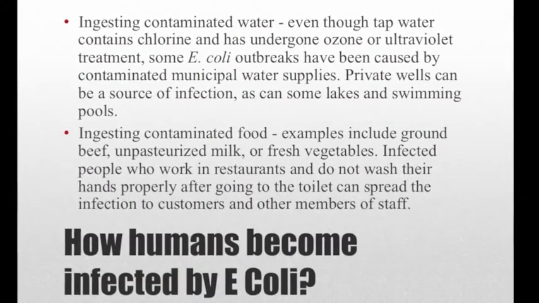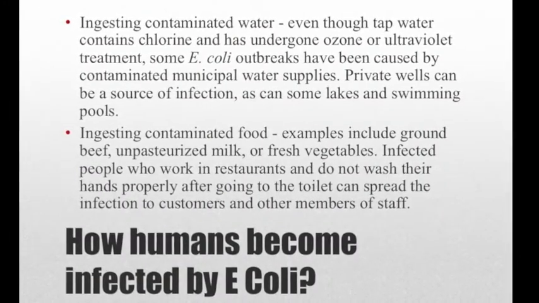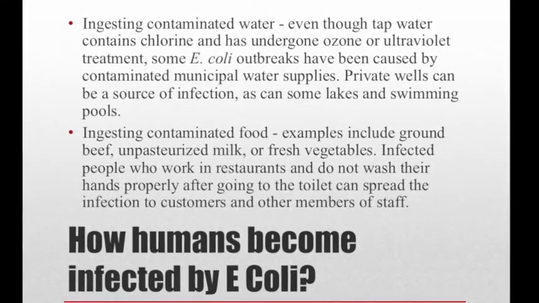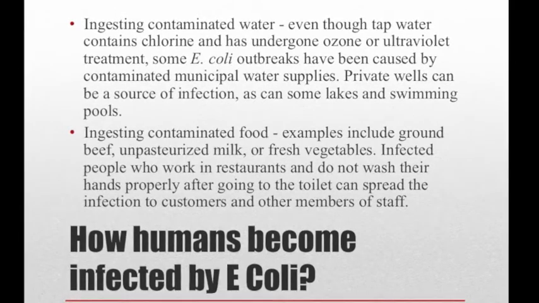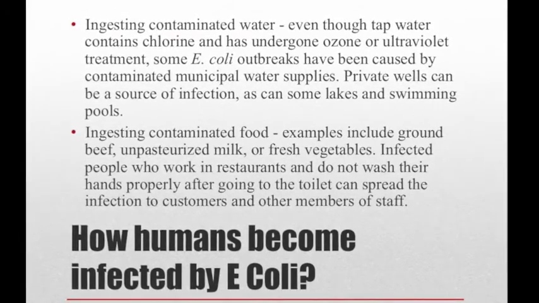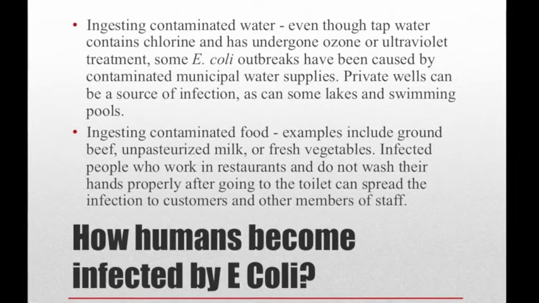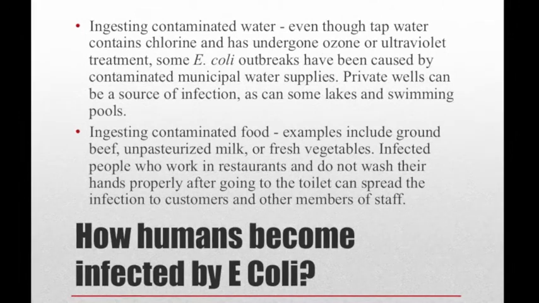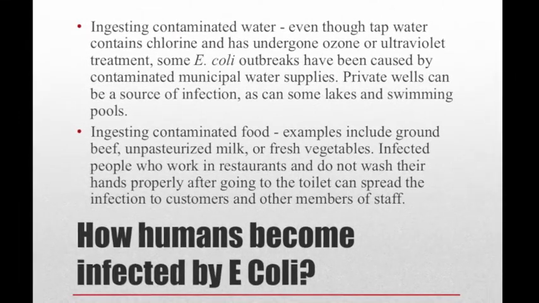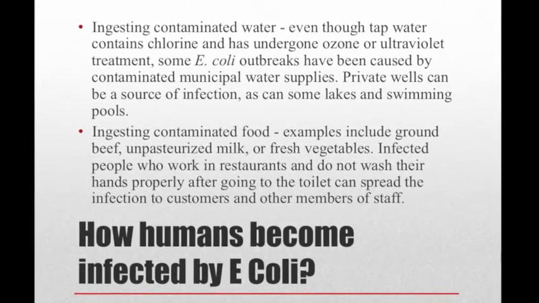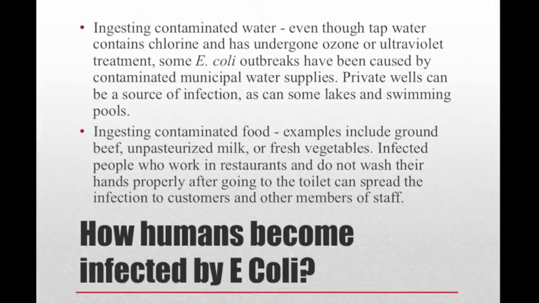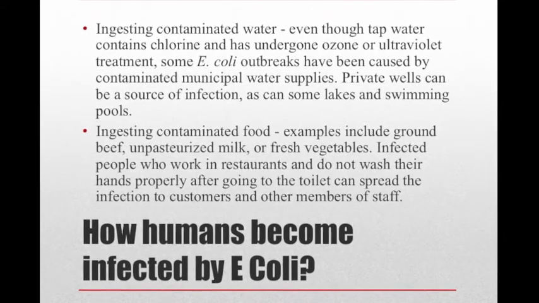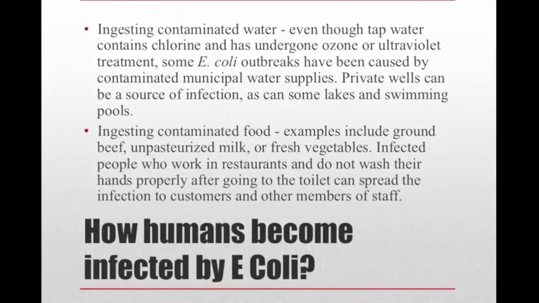How humans become infected by E. coli: ingesting contaminated water. Even though tap water contains chlorine and has undergone ozone or ultraviolet treatment, some E. coli outbreaks have been caused by contaminated municipal water supplies. Private wells can also be a source of infection, as can some lakes and swimming pools. Ingesting contaminated food, examples including ground beef, unpasteurized milk, or fresh vegetables, can also be sources of E. coli. Infected people who work in restaurants and do not wash their hands properly after going to the toilet can spread the infection to customers and other members of staff.